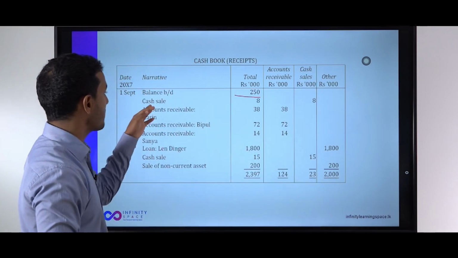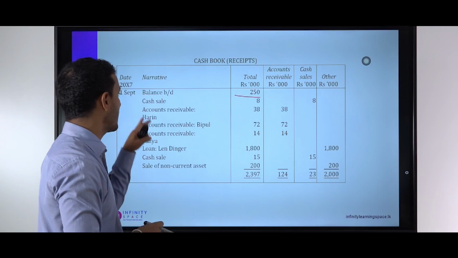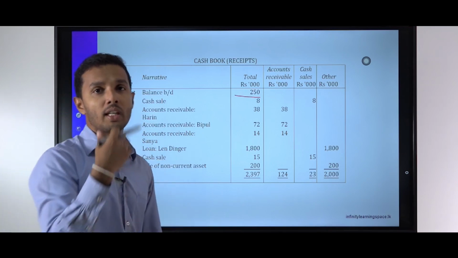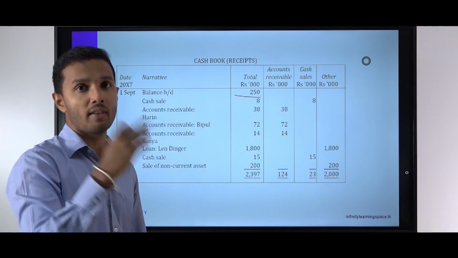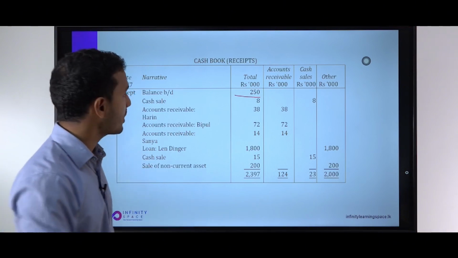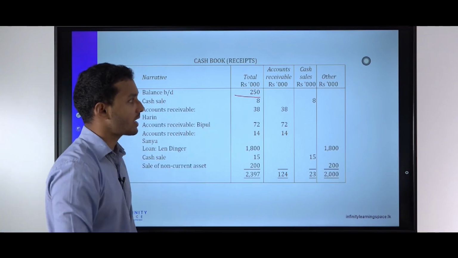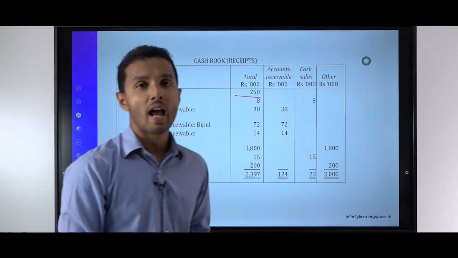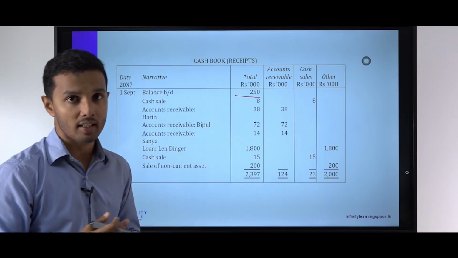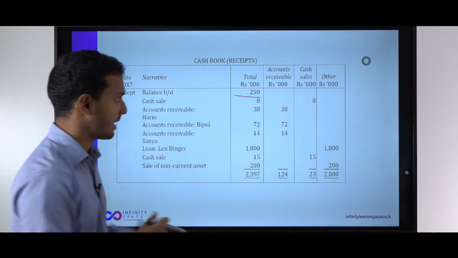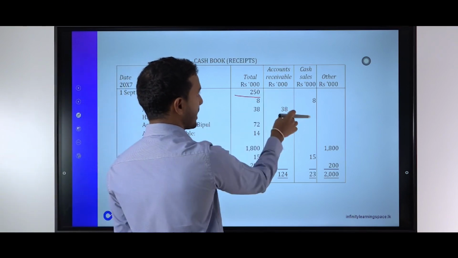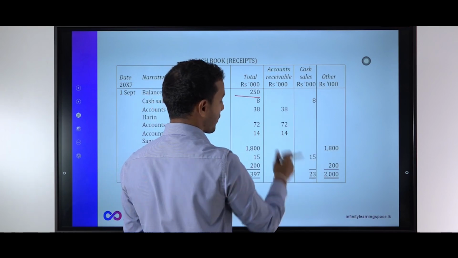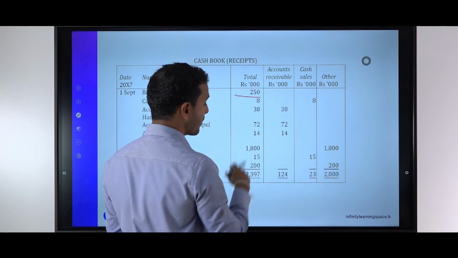Then we have received money from accounts receivable called Harin, a debtor, a customer to whom we sold goods on credit previously, who has paid that amount back, 38,000. So we sold goods to a customer called Harin previously and that customer is now paying us the money that he has to pay us, 38,000, and that we analyze under accounts receivable. This is a good way to identify from where we receive this total amount of money.